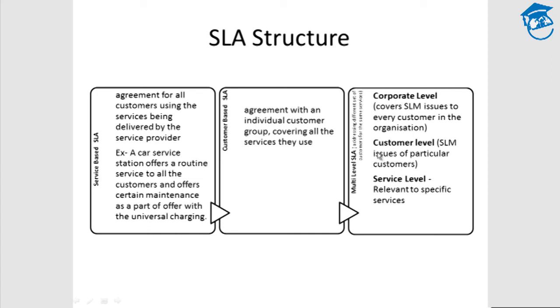Then the multi-level SLA. In this SLA, what happens? It addresses a different set of customers for the same service. It means that it is a kind of group based service. There are corporate level, customer level, and service level. Corporate level covers SLM issues for every customer in the organization. Then customer level is the SLM issue of a particular customer, and service level means relevant to specific users only.